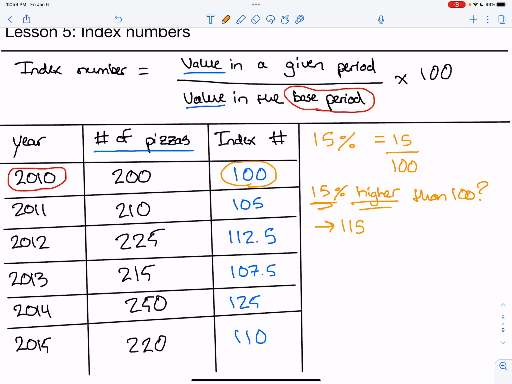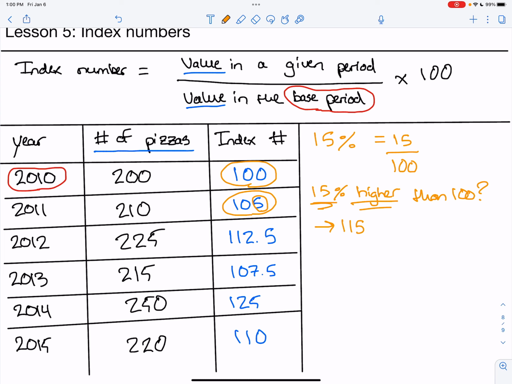Well, let's take the number of pizzas produced in 2011, which is 105. By what percentage did the number of pizzas in 2011 increase from 2010? Well, very easy. It increased by 5%, right? Because this little 5 right at the end is just obtained by doing 100 plus 5, or 100 plus 5% of 100.